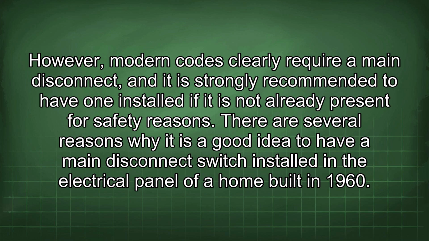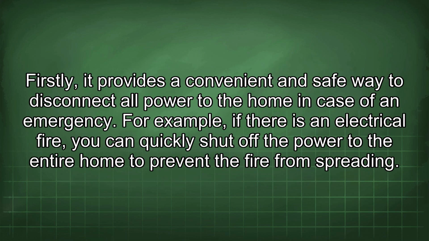There are several reasons why it is a good idea to have a main disconnect switch installed in the electrical panel of a home built in 1960. Firstly, it provides a convenient and safe way to disconnect all power to the home in case of an emergency. For example, if there is an electrical fire, you can quickly shut off the power to the entire home to prevent the fire from spreading.